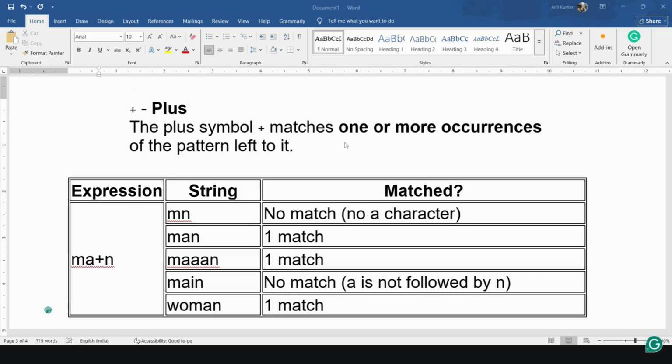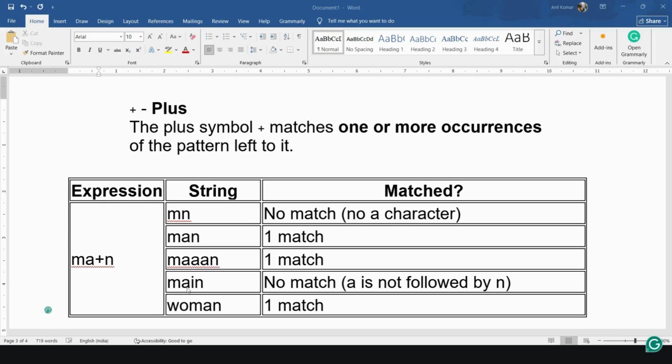Now the plus symbol is going to match with either 1 or more occurrences. The minimum is your 1. So now when I'm writing ma+n, this "mn" is not matching because the a occurrence has to happen at least once. So there is no occurrence of a here, hence no match. Now "man" is okay because one occurrence is found. So here a is occurring multiple times, so it is also accepted.